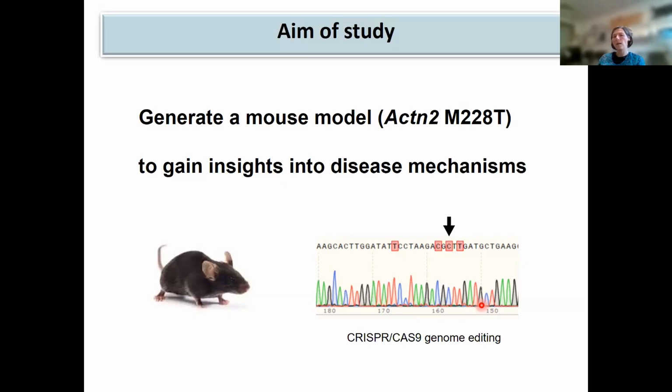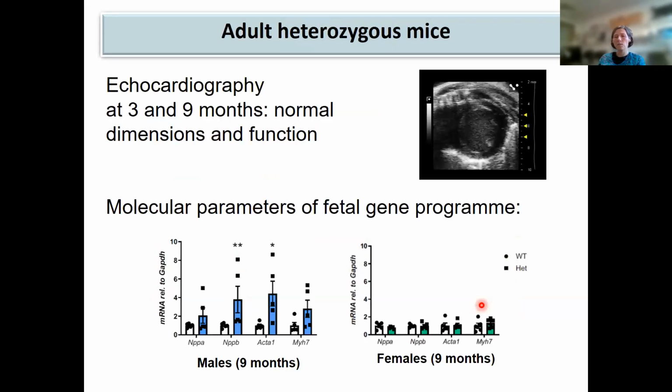So again, CRISPR-Cas9 was used to introduce the mutation. And again, the story of my life, I generate mice that don't have an overt phenotype. Characterizing these mice with echocardiography at 3 months and at 9 months, they showed normal dimensions of the heart and normal function. Only when you start looking at molecular parameters, here again the fetal gene program, you could see in male mice, but not in female mice, an induction of this fetal gene program indicative of cardiomyopathy.